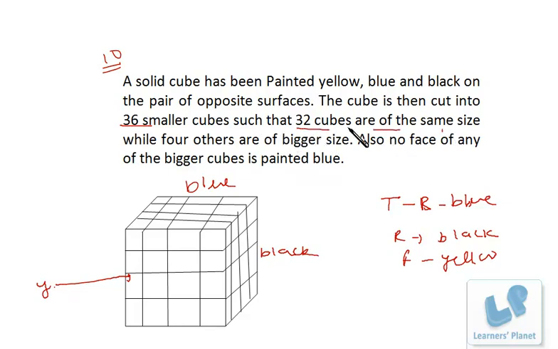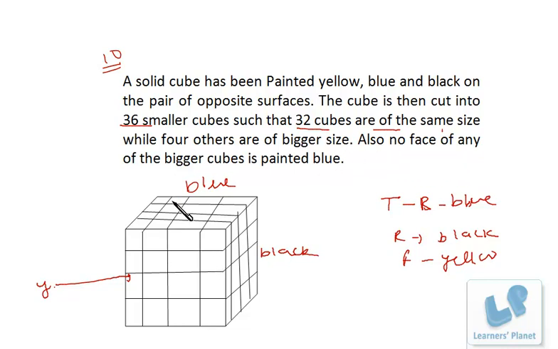32 cubes are of the same size while 4 other are of bigger size. Also no face of any of the bigger cubes is painted blue. Okay, exactly what is happening, this cube is being cut into equal portions first of all, and this one portion is further cut into 16 smaller pieces, right? See, in each layer 16 pieces are there, 16, 16, 16, 16, right? Out of that, 2 layers are as it is. Okay, so that's 32 pieces, and the remaining 2 we have cut only 4 pieces. Okay, so in all 36 pieces are there.